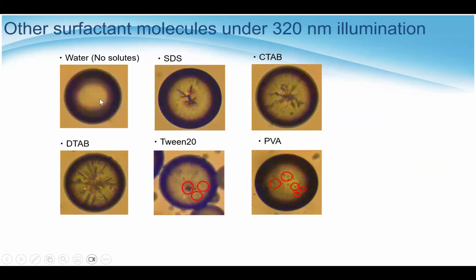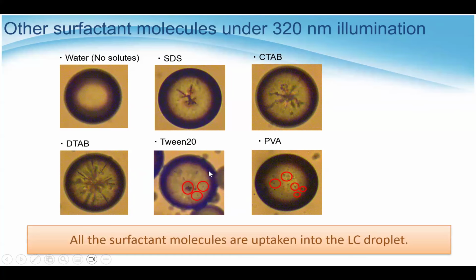So we tested various different surfactant molecules. In the case of water, nothing was observed, but with SDS, CTAB, DTAB, Tween 20, and PBA, in every case we can see some objects. So all the surfactant molecules are taken into the liquid crystal droplets.